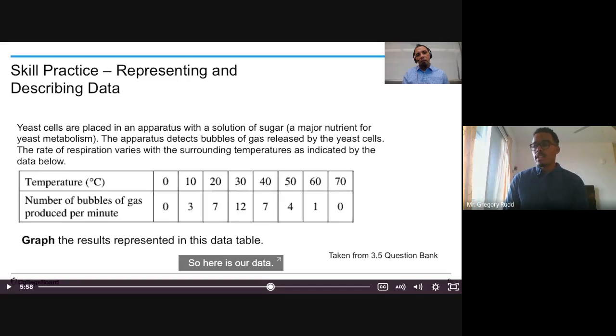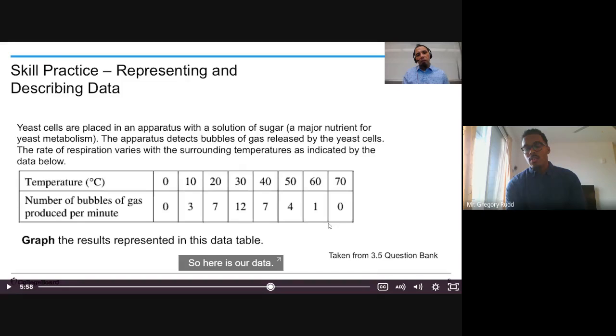Let's just take one quick look at this. Yeast cells are placed in an apparatus with a solution of sugar, a major nutrient for yeast metabolism. The apparatus detects bubbles of gas released by the yeast cells. The rate of respiration varies with the surrounding temperatures as indicated by the data below. So graph the results represented in this data table. This would be extremely simple to graph.